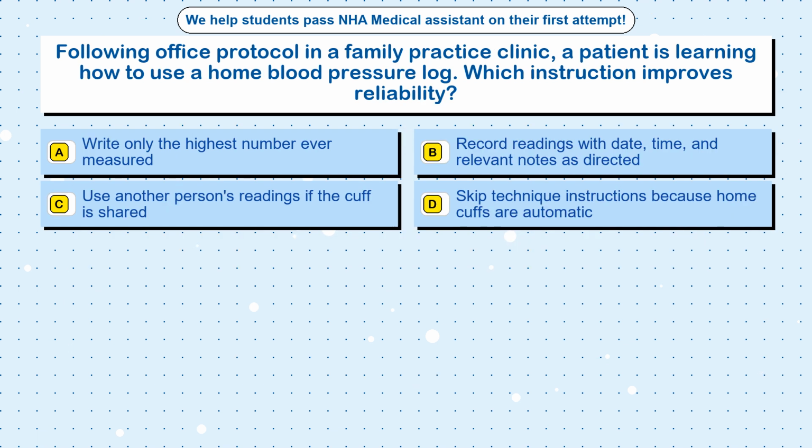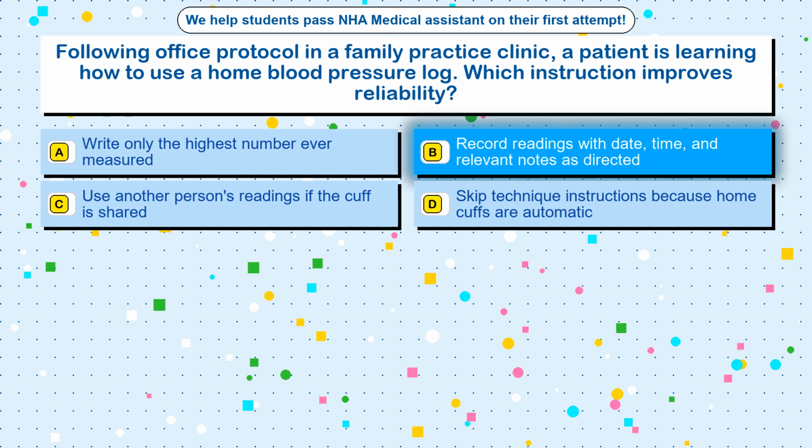Question 27. Following office protocol in a family practice clinic, a patient is learning how to use a home blood pressure log. Which instruction improves reliability? Option A. Write only the highest number ever measured. Option B. Record readings with date, time, and relevant notes as directed. Option C. Use another person's readings if the cuff is shared. Option D. Skip technique instructions because home cuffs are automatic. The correct answer is option B.